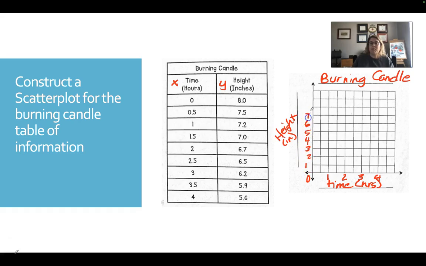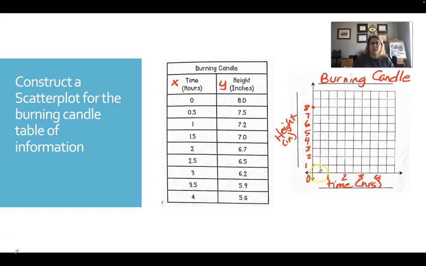If it's a small space or you have big handwriting, you can do kind of like I did. You could skip a number each time and just put your 2, your 4, your 6, and your 8, and then kind of work from there. Mine isn't too horribly messy, so I'm able to put all my numbers. So at 0 hours, the candle is at 8 inches. So what that means is that before we start burning it, the height of the candle is 8 inches.